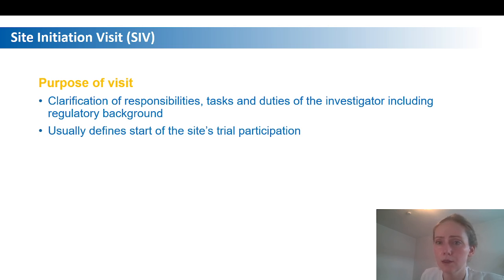Following the site selection and trial preparation at the site and by the sponsor, the site initiation visit will be planned. Here, the monitor will explain all responsibilities, tasks, and duties of the trial site during the trial conduct. Once this visit has been properly performed, it is usually the starting point of this site's active trial participation and resulting recruitment of subjects.